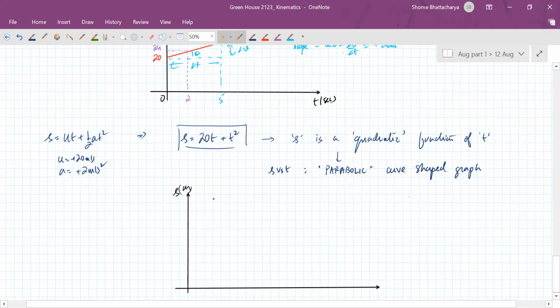So S in meters, let's say, versus T in seconds. If you just take some values of it, you'll understand why the graph will be the way I'm drawing it. It will be a curve which goes like this. The slope of the curve is increasing because the slope is nothing but the velocity. The slope of the tangent, ds by dt, equals velocity, instantaneous velocity.